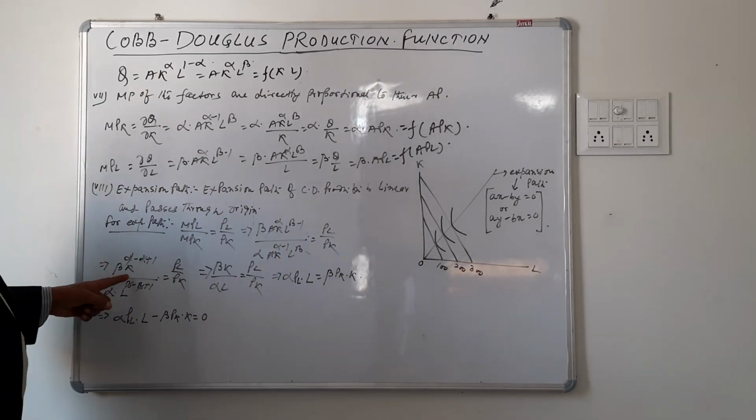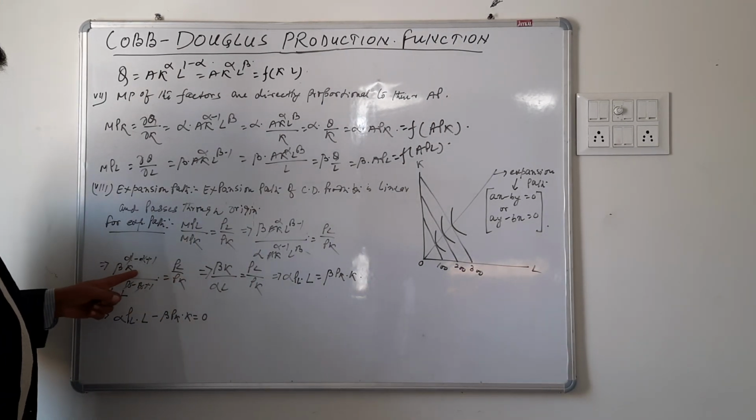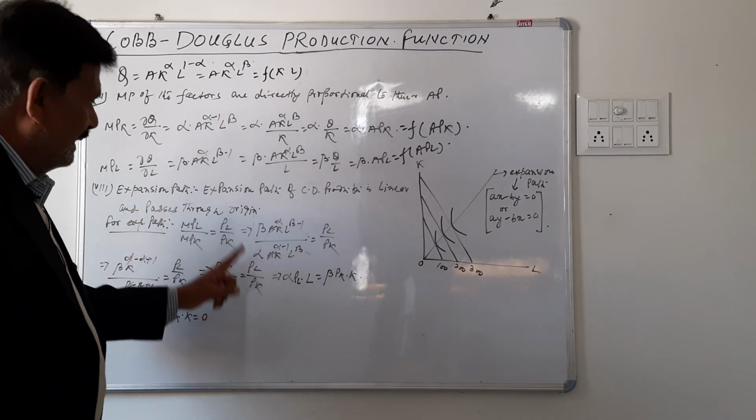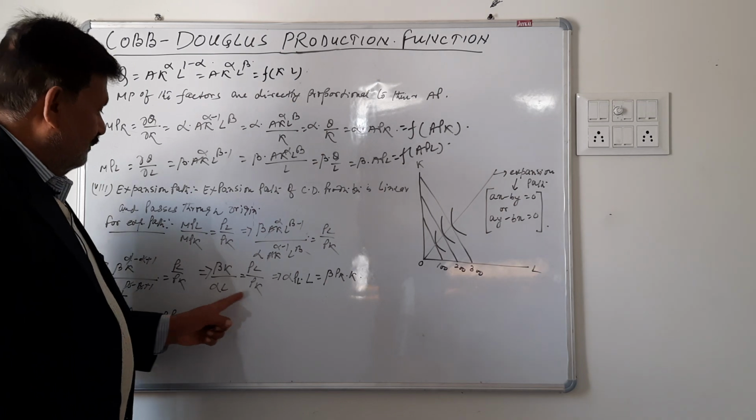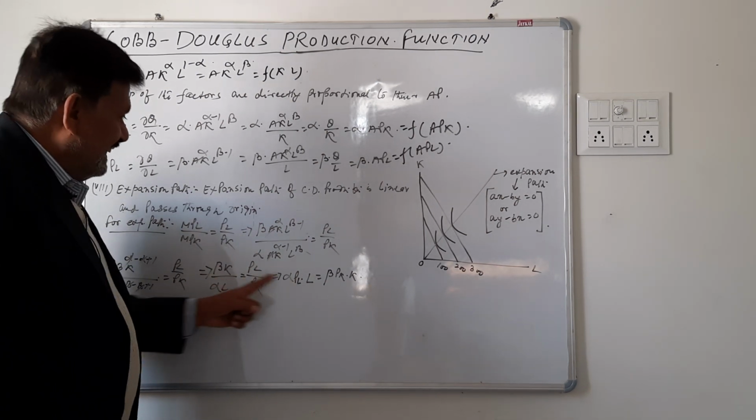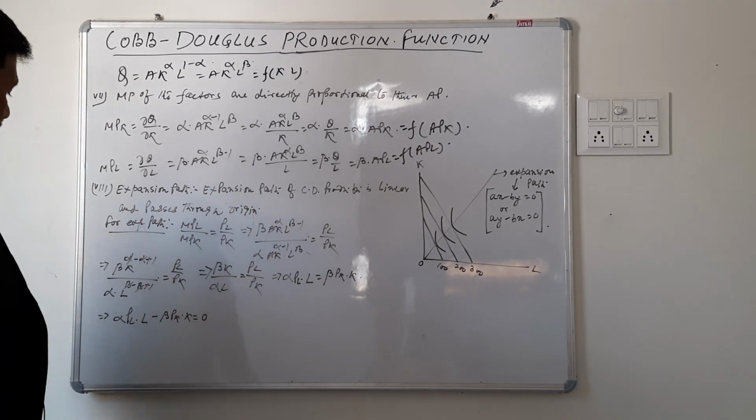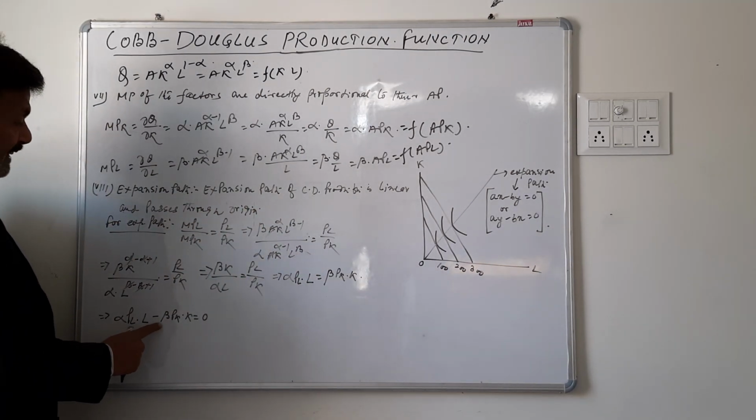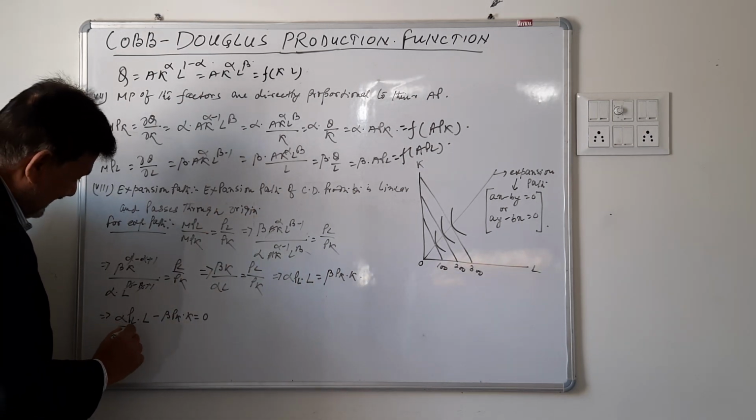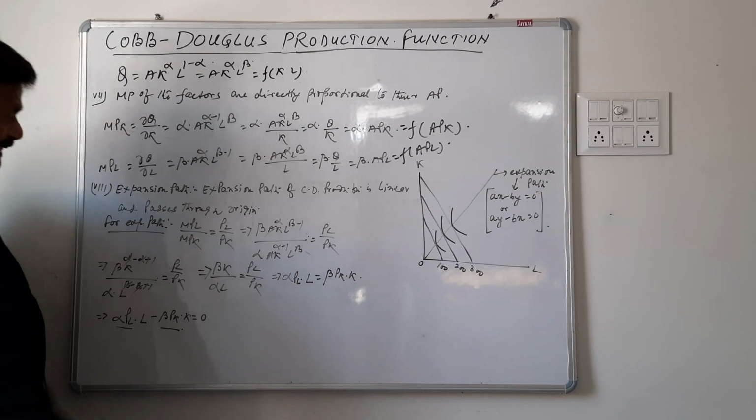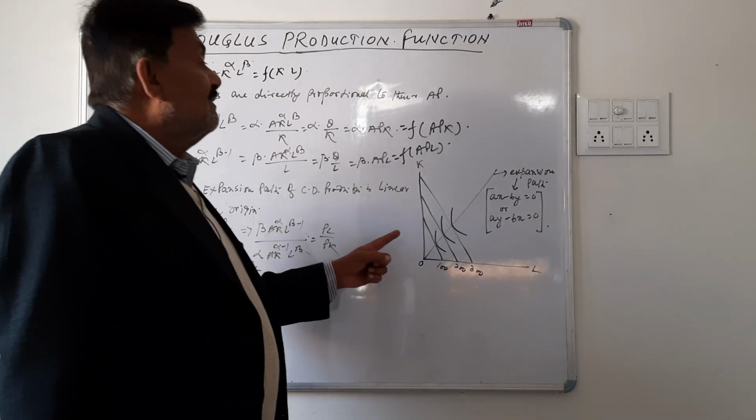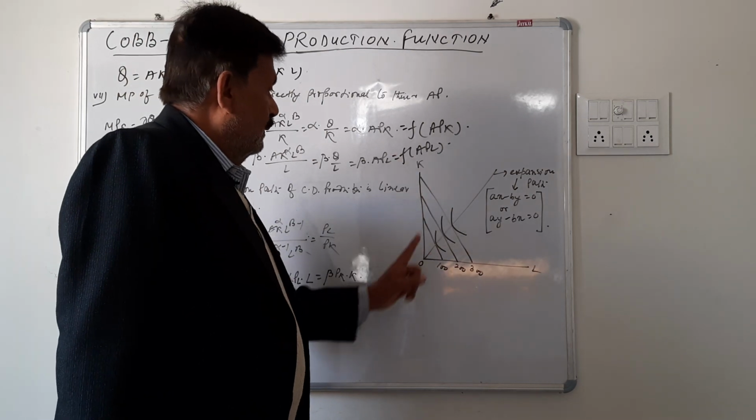Equals PL by PK. Now in the numerator we have beta K, in the denominator alpha L. So beta K by alpha L equals PL by PK. Now by cross multiplication we have alpha PL L equals beta PK K. Now both are brought together, so alpha PL into L minus beta PK into K is 0. This is the standard form, where this is a constant and this is a constant. So this expansion path is linear and it passes through the origin.